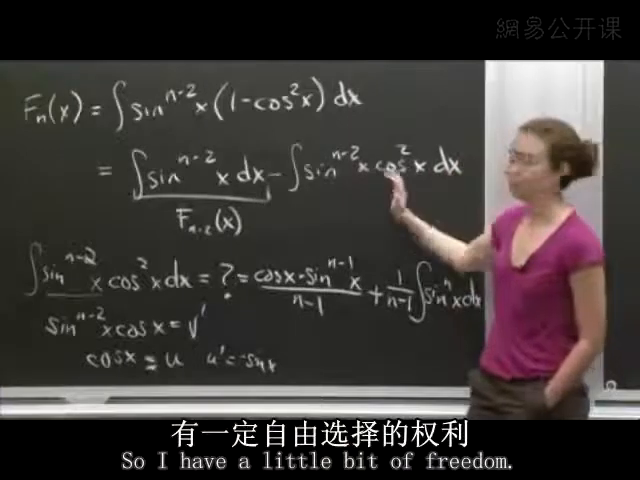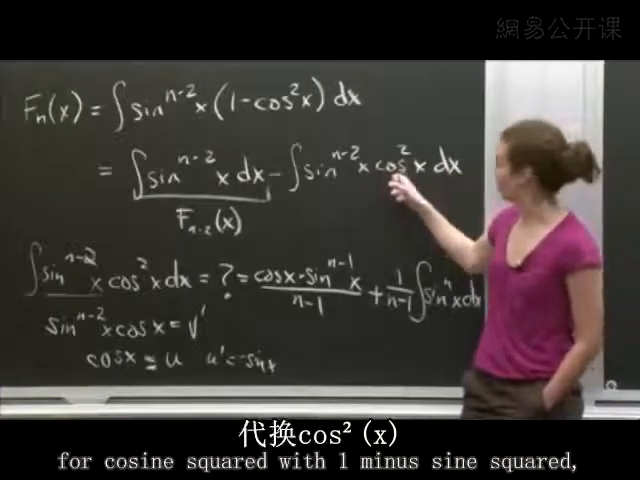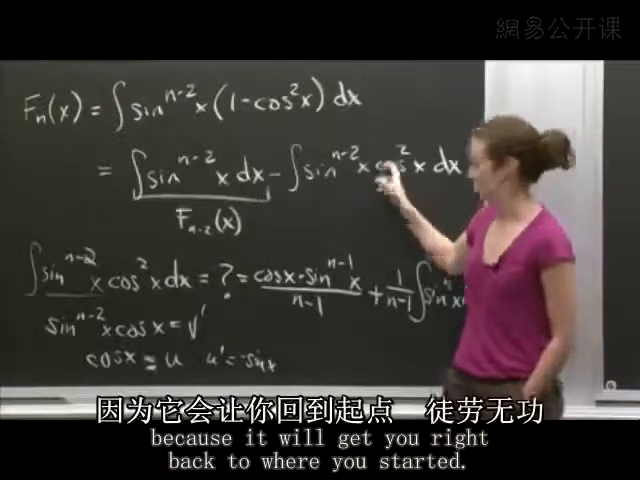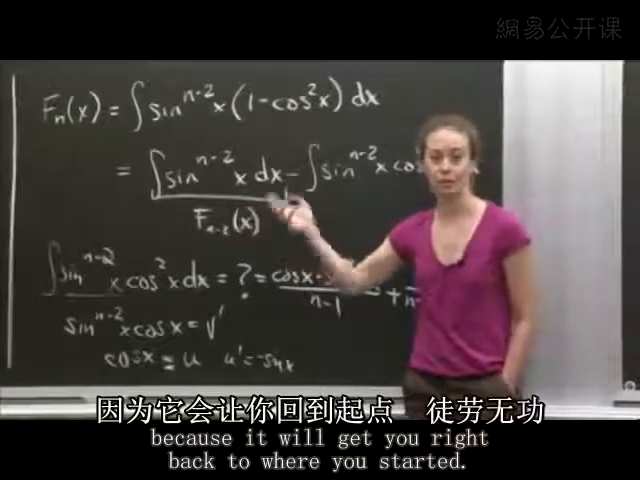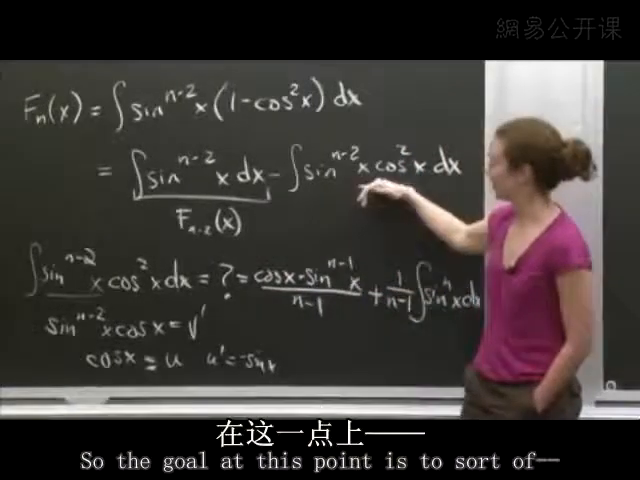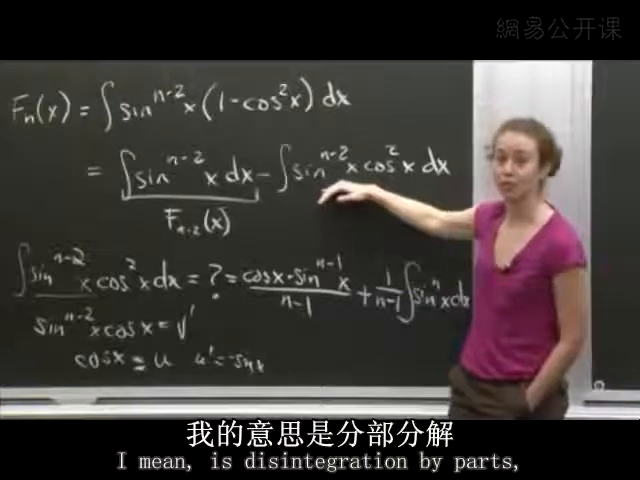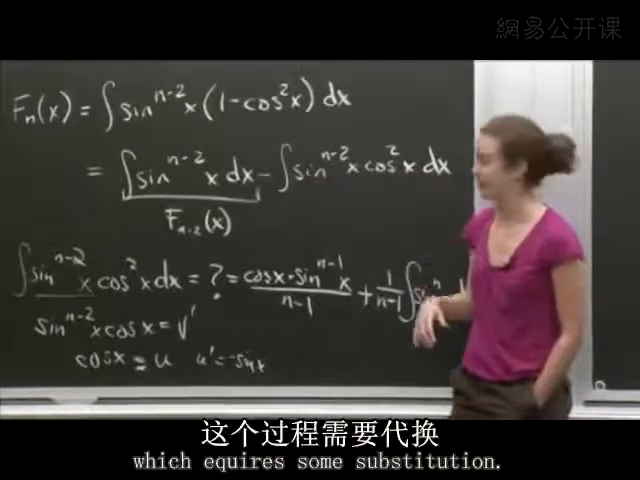So I have a little bit of freedom. You don't want to substitute back in for cosine squared with 1 minus sine squared, because it'll get you right back to where you started. You would be like substituting one way and then substituting the other way. So the trick with this one, I mean, is this integration by parts, which requires some substitution.